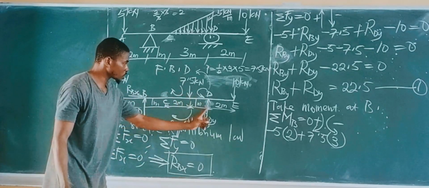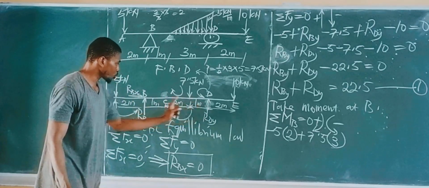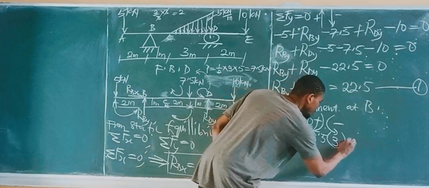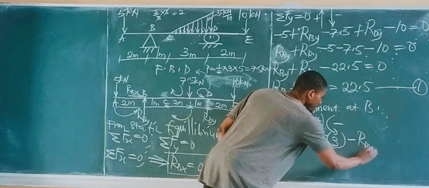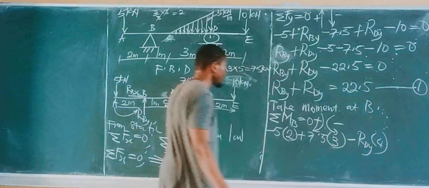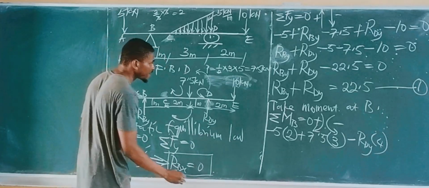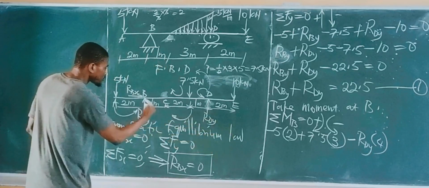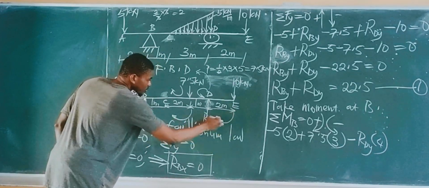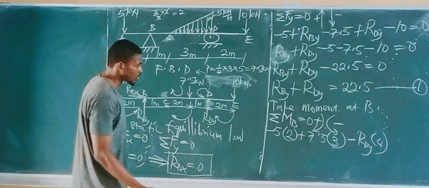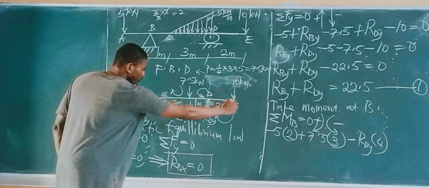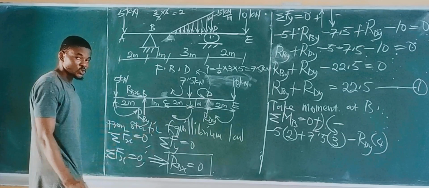And the distance it takes this force to get to point B is simply 1 plus 2, which is 3, plus 1, that's 4. So you simply have minus RBY times 4. And then finally, you have the tension resistance force acting downwards. The moment of this force about point B will go clockwise, so it's positive.